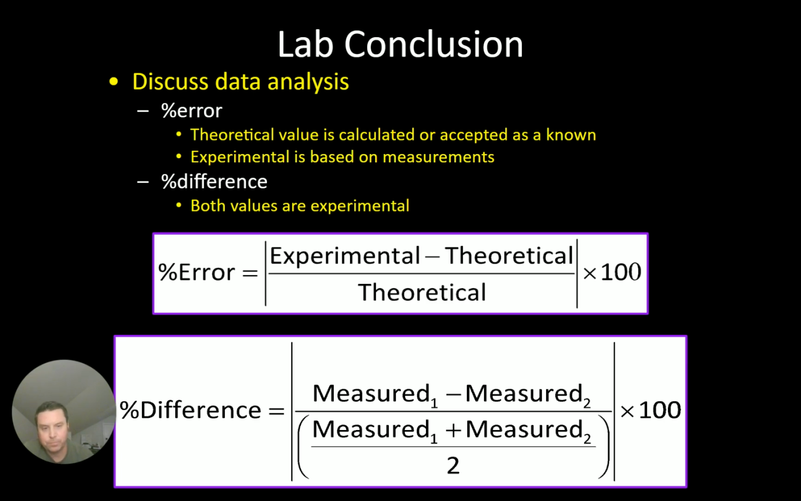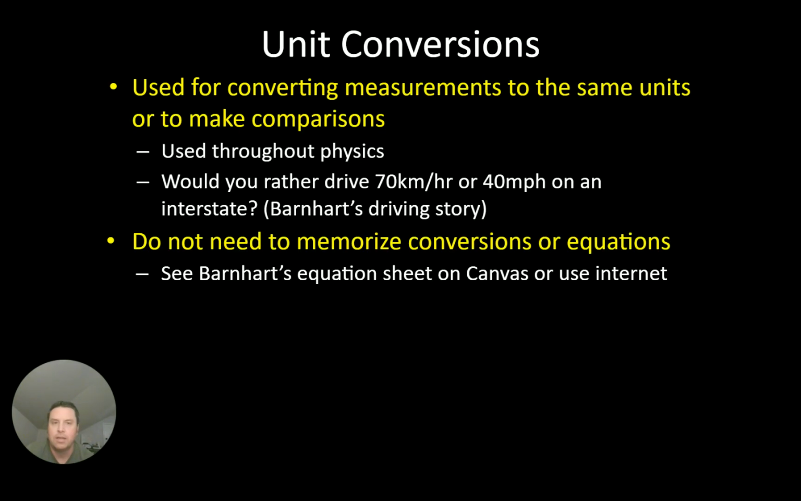Percent difference. This is when you have two experimental values. We don't have a theoretical value. We have another measurement. And it doesn't matter which one's measurement one and which one's measurement two. It doesn't matter at all. You're going to take the difference, again with absolute value signs, so it's going to come out positive, and then you divide by the average. That's what's on the bottom there. Multiply by 100, and it's going to give you a percent difference. We'll do that for each lab, most likely, just to see how good your data is, how well you did.